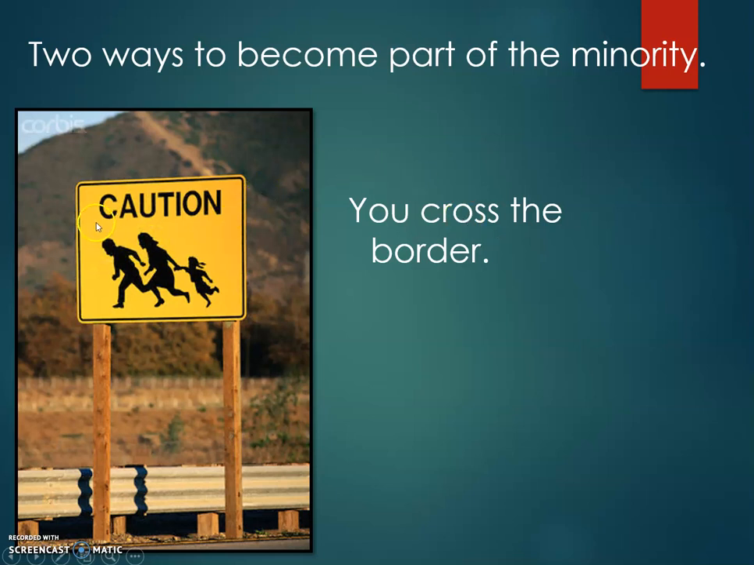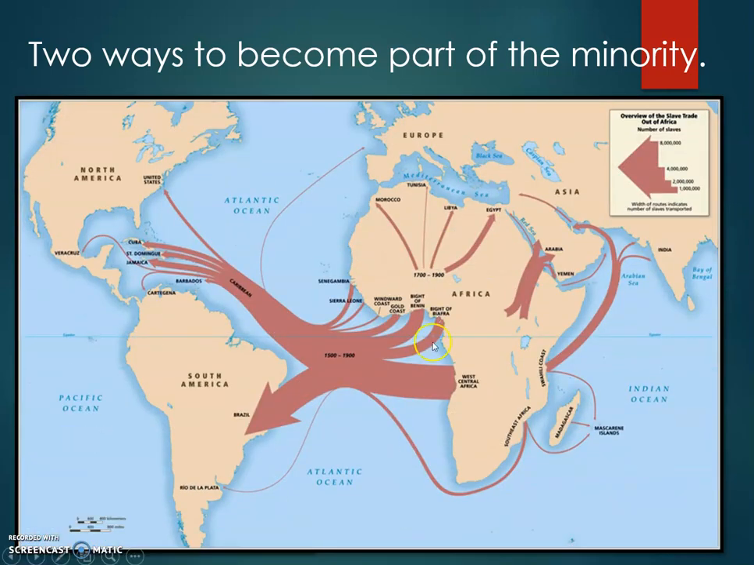So these people are choosing to cross the border. It is their choice to do so. Sometimes people don't have the choice to cross the border. It's been enforced upon them. So here are the old slave trade routes. And it says overview of the slave trade routes out of Africa. And you see many of them went to Brazil. And then over here you see that they went into the Caribbean and into the United States and to Jamaica and Cuba and so forth. Now these people did not choose to cross the border.